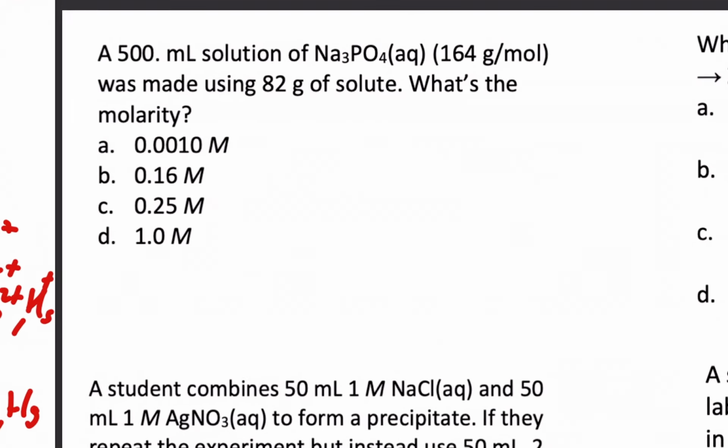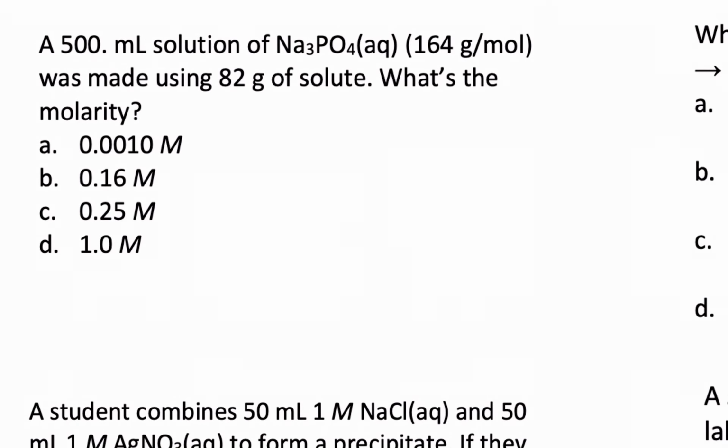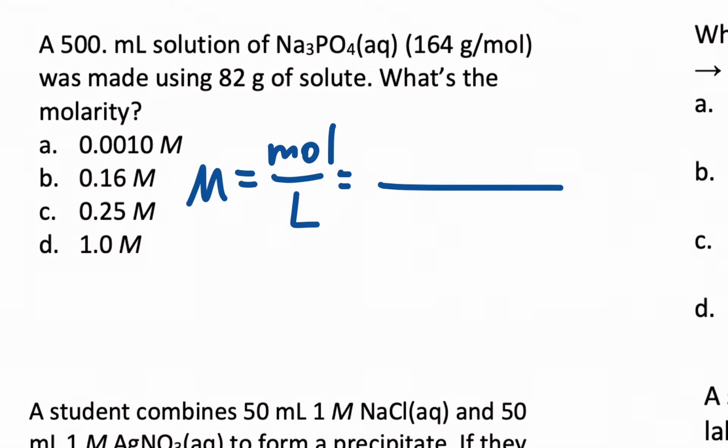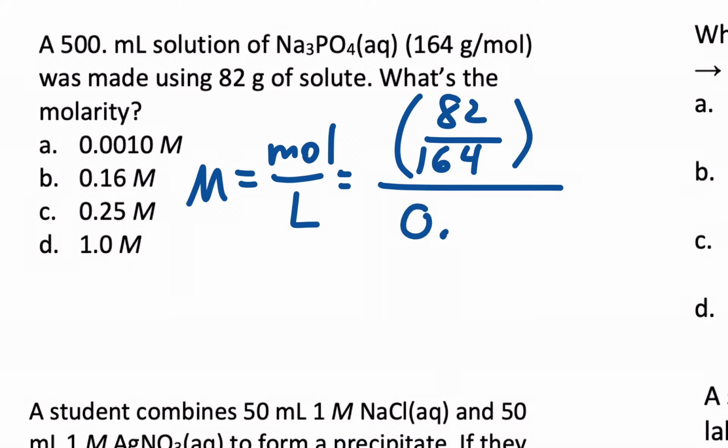Here's some multiple choice. First, a half a liter solution of sodium phosphate is made with 82 grams. What's the molarity? So molarity is moles per liter. Your moles is your mass over your molar mass, and they give us 82 grams, and they're very nice. They give us the molar mass of 164. The volume of solution in liters is 0.5, half a liter, so I need to turn those into easier numbers.